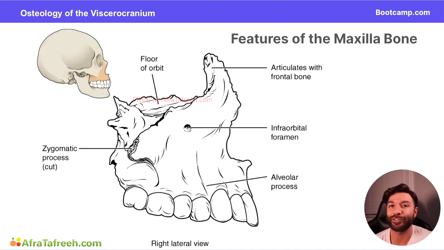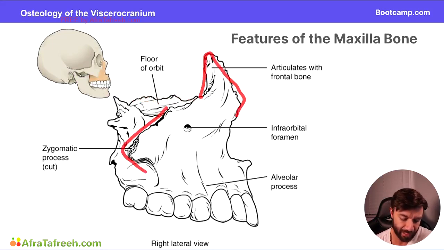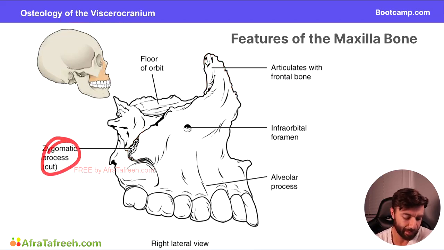Now, taking a closer look at the maxillary body, you can see we have some articular surfaces right here and right here. This articulates with the frontal bone as it comes upwards. Then this articulates with the zygomatic bone as it comes laterally. Here is going to be the floor of the orbital cavity, which is formed by the maxillary bone.